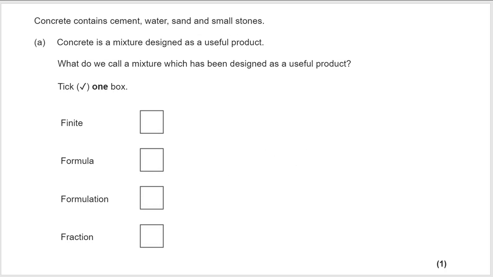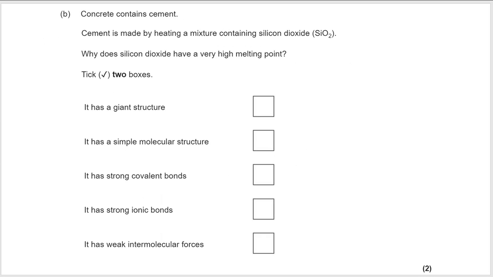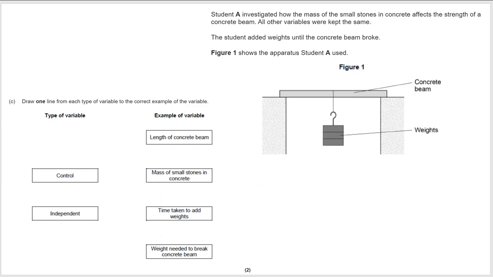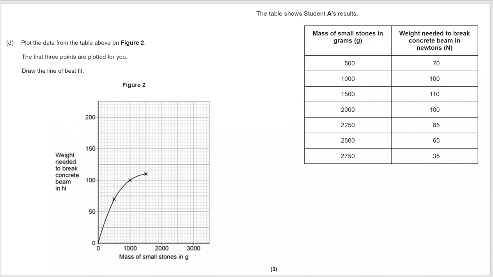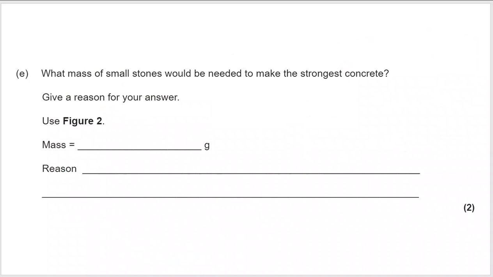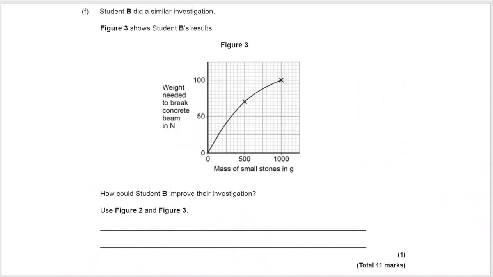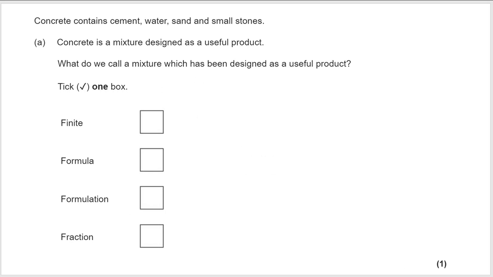Here is part A, part B, part C, part D, part E, and finally part F, a total of 11 marks available. Going through to review, we have got concrete with cement, water and small stones, a mixture designed as a useful product. What do we call something that is a mixture designed as a useful product?